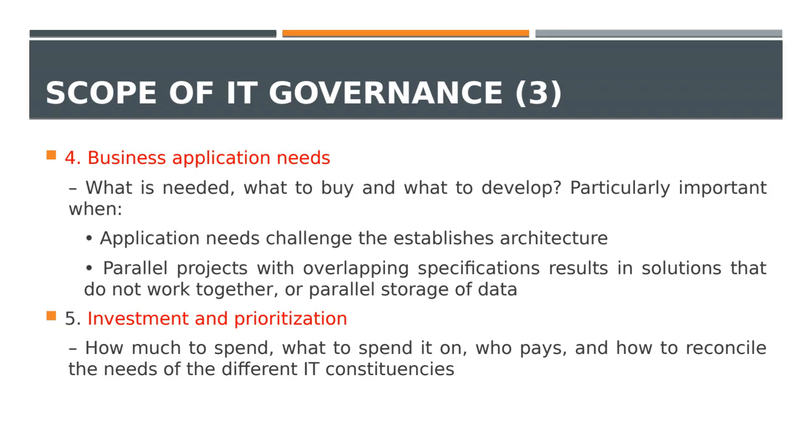Also, your business application needs: what is needed, what do you need to buy, and what do you have already. Also, what are your application needs, challenges, and established architecture, all mentioned here. If you have parallel projects happening at the same time, you also need to specify them. Then you need to talk about what to prioritize, which one you should give higher priority.